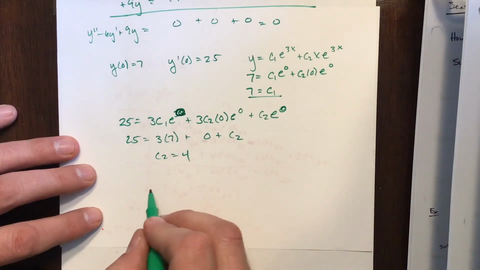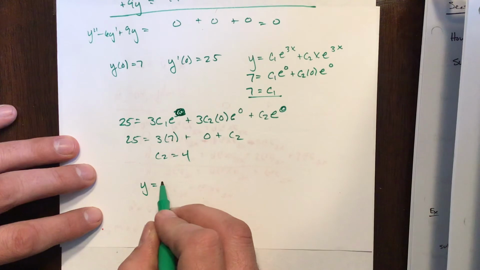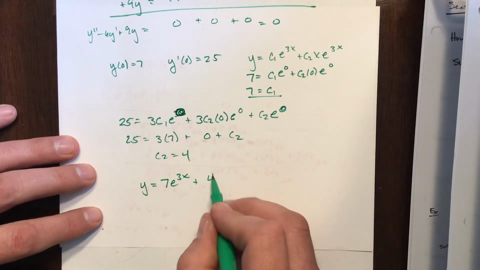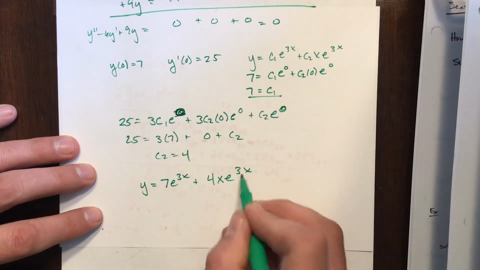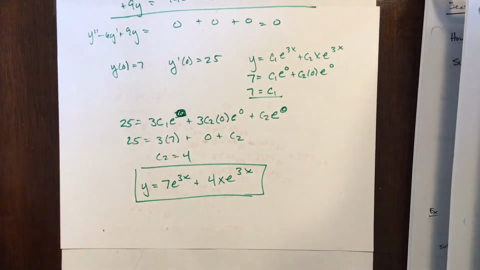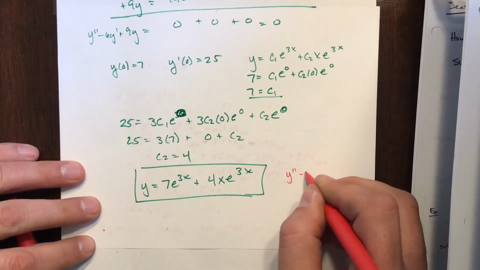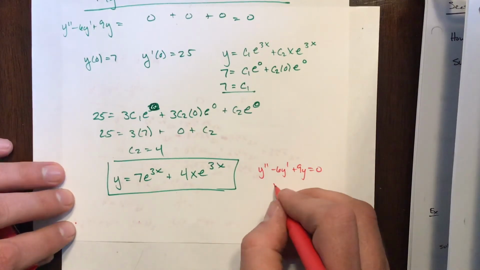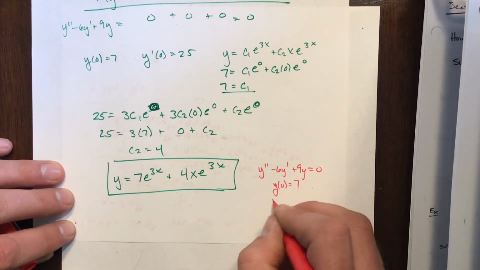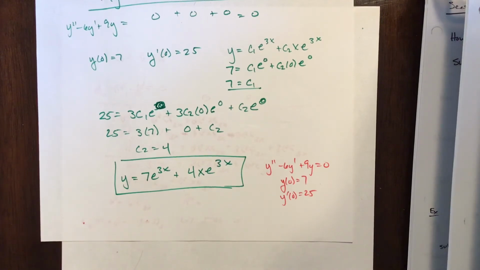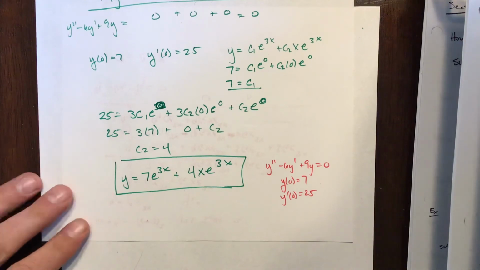And using this information, we can say y is 7 e to the 3x plus 4x e to the 3x. And that is the solution to the differential equation y double prime minus 6y prime plus 9y equals 0 that satisfies y of 0 is 7 and y prime of 0 is 25. All right, so that's the last example I wanted to go through with you.